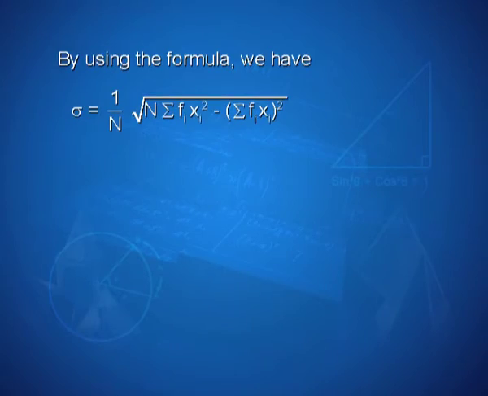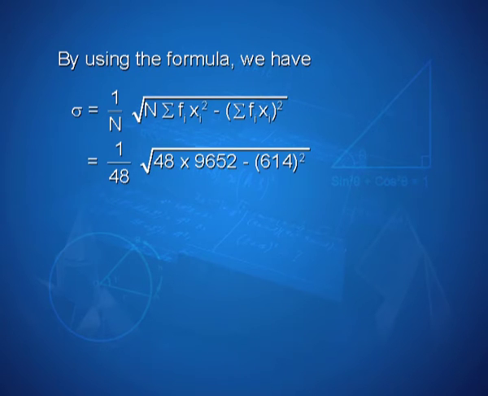By using the formula, we have sigma is equal to 1 upon n into positive square root of n into summation fi xi square minus sigma fi xi the whole square. This gives us 1 upon 48 into positive square root of 48 into 9652 minus 614 whole square.